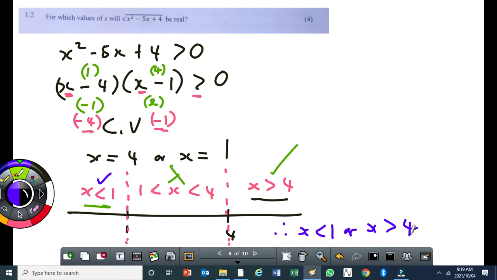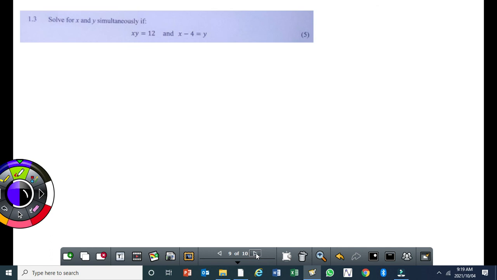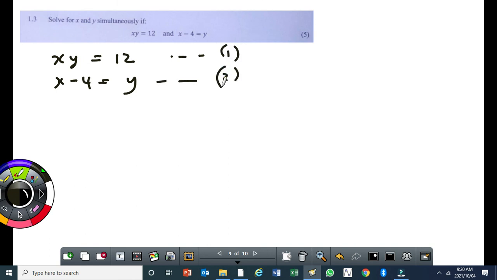Then the simultaneous equations. Whether you like it or not, this is another type of question that you have to be ready for. So we need to solve these two simultaneously. We're given xy equal to 12 and x minus 4 equal to y. If I call this equation 1, that one will be equation 2. In equation 2, y is the subject, so you don't have to stress trying to make x the subject.